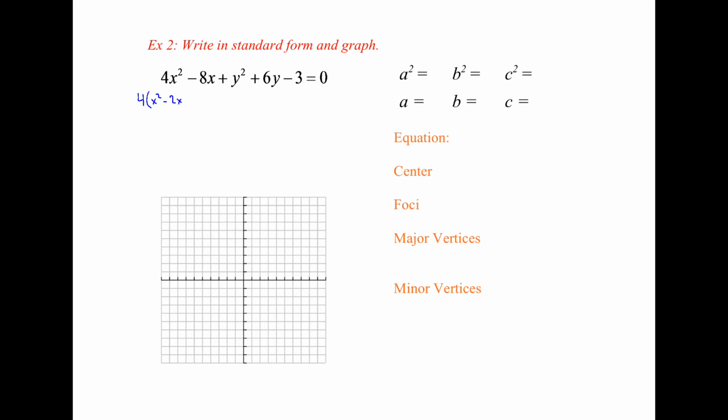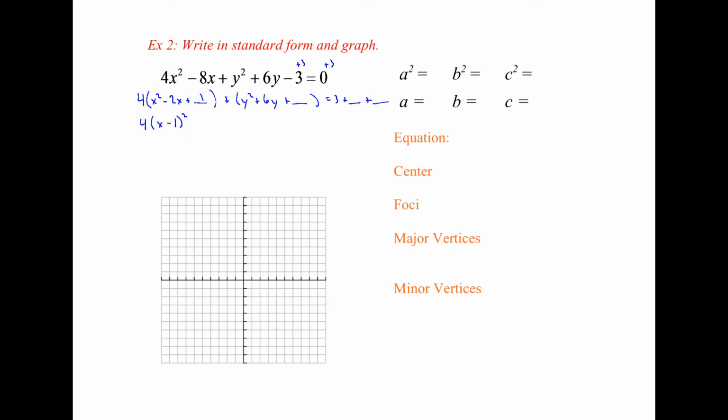So that would be 4 times the quantity x squared minus 2x plus blank, because we're going to complete the square. The y squared didn't have a coefficient, so I'm just going to rewrite that as is. And then we'll add the 3 to the other side. And now we need to complete the square. So half of negative 2 is negative 1. Negative 1 squared is 1.